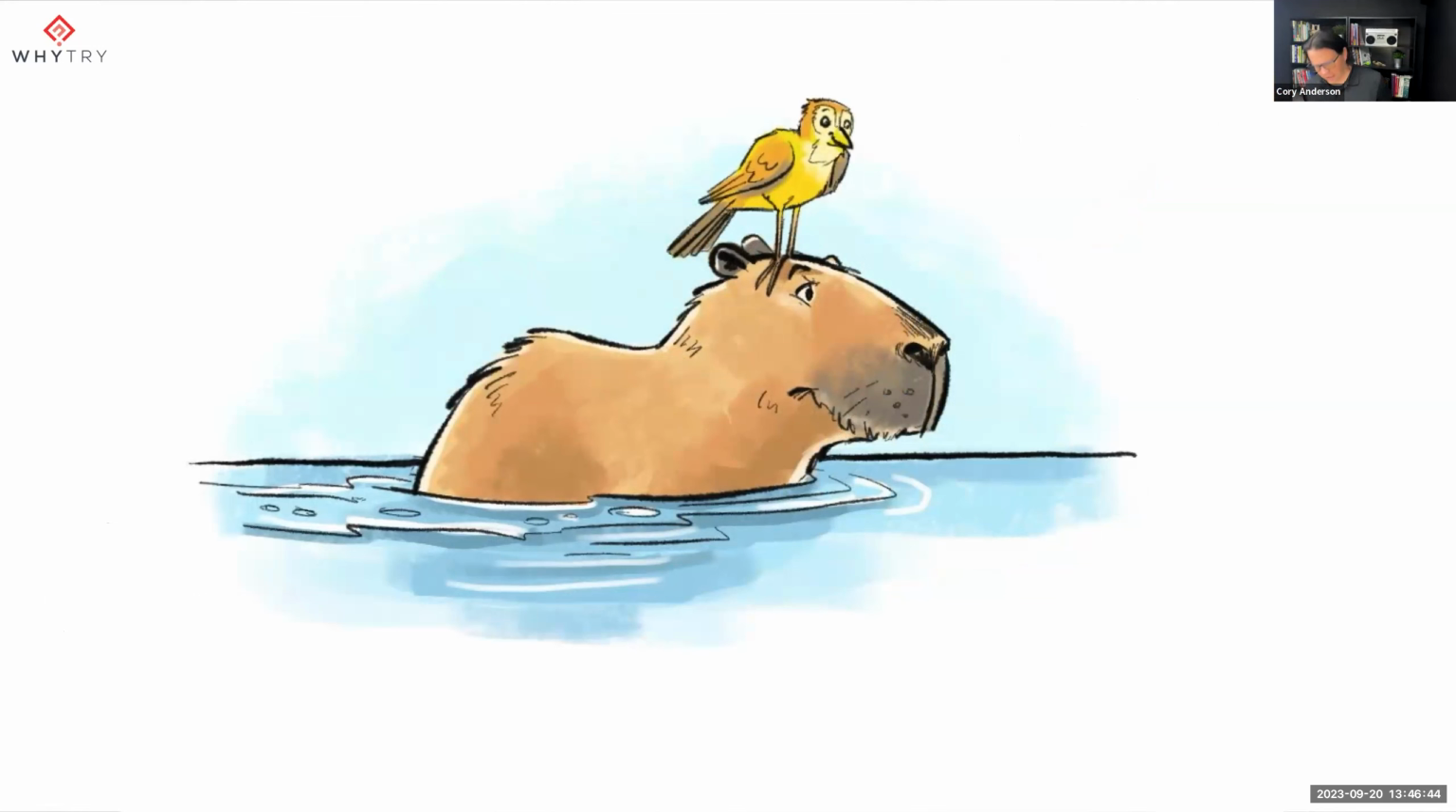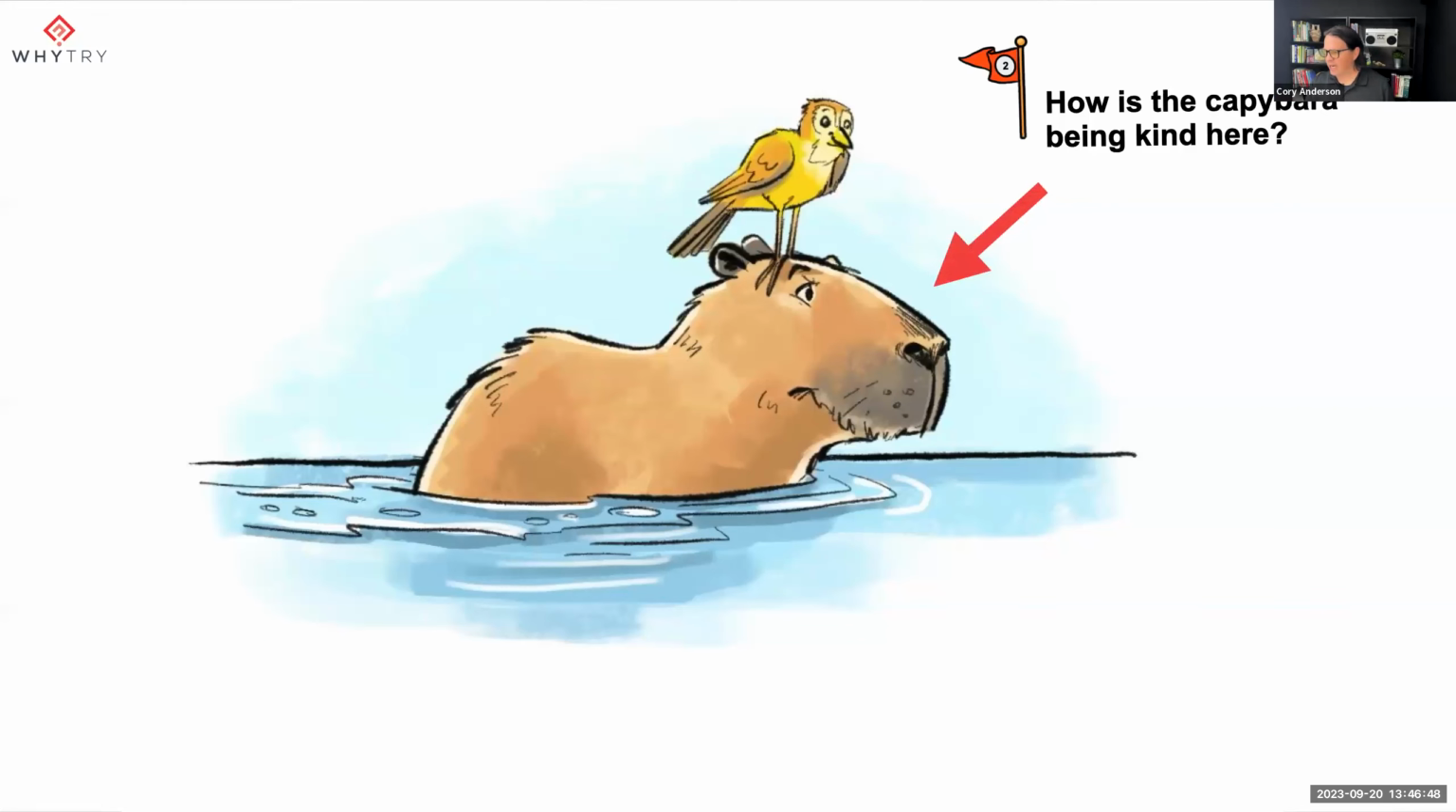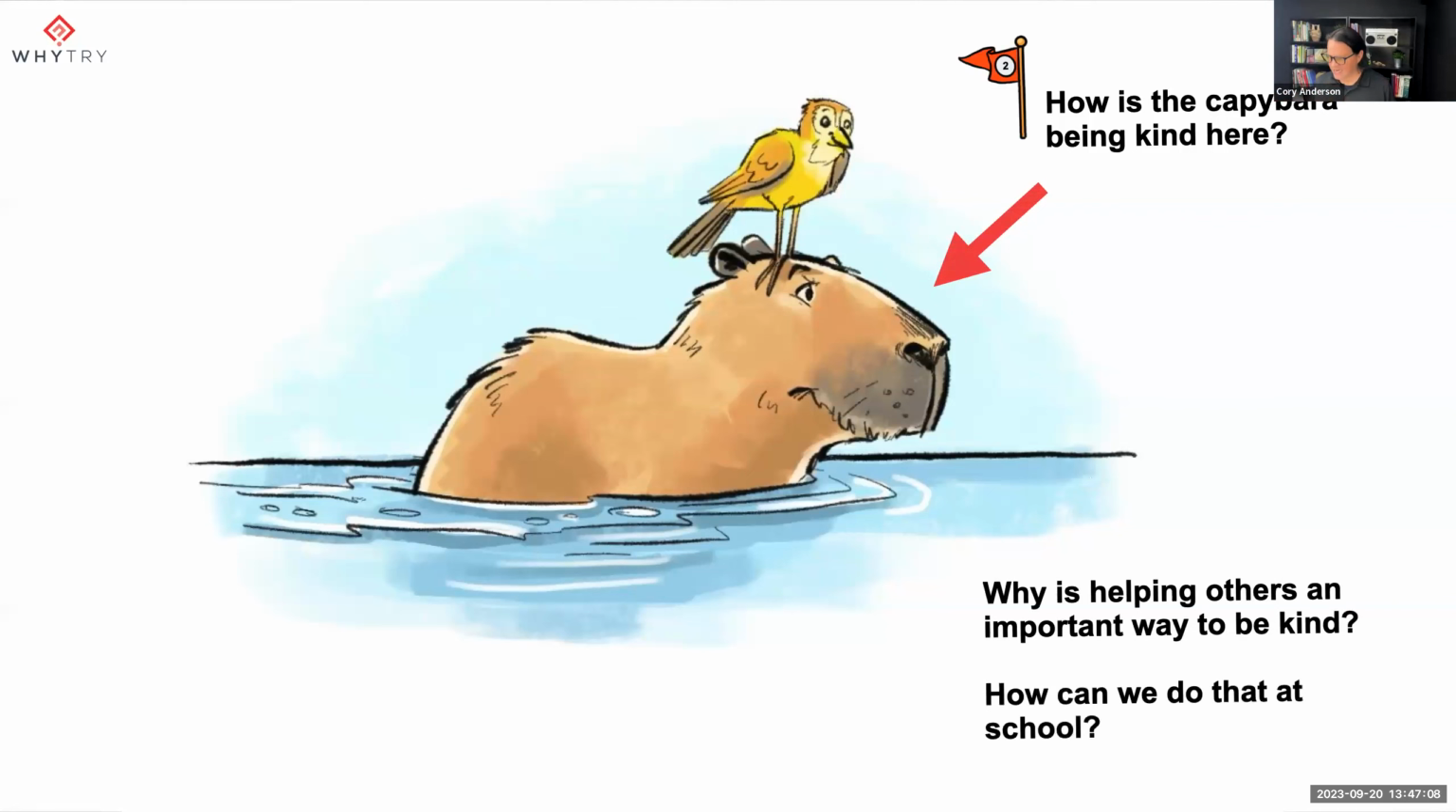Here's another one. Let's ask the same question here. How is this being kind? What is going on in this image that tells you that the capybara is being kind? In what way? The first one was including others. This one is helping others. That's exactly right, Candace. Why is helping others an important way to be kind? And again, we're going to actually skip processing that. You get the idea.